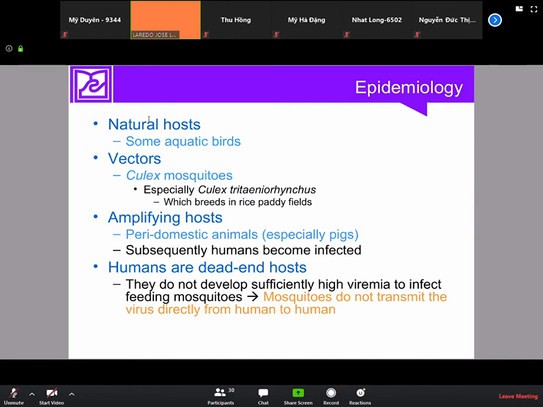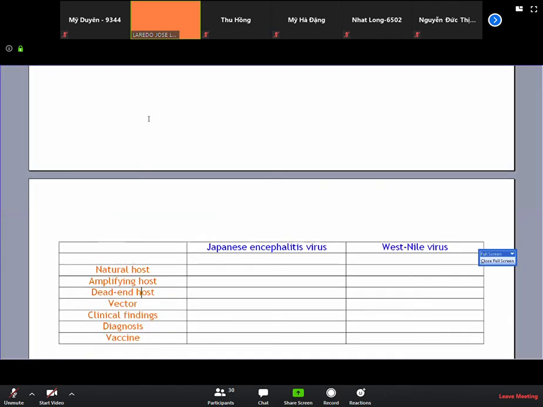To study Japanese encephalitis, we are going to use a table because you know already that I like tables very much. And this is easier for you to understand. Later, if we have time, we will say some words about the West Nile virus.